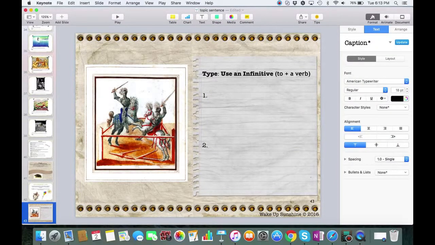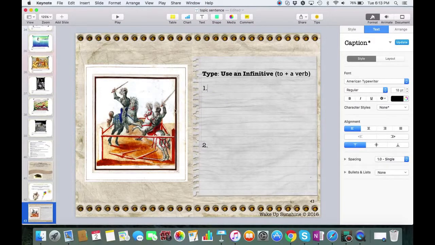First thing is to remember that an infinitive is to plus an action word. So you could have to sleep, to sing, to dance, to dream, to investigate. You get the idea. To followed by an action gives you your infinitive.